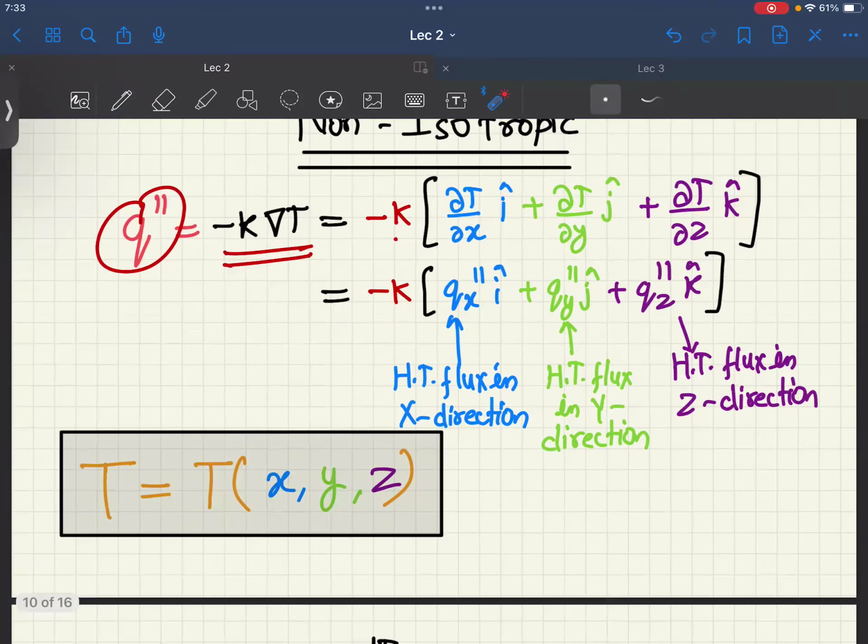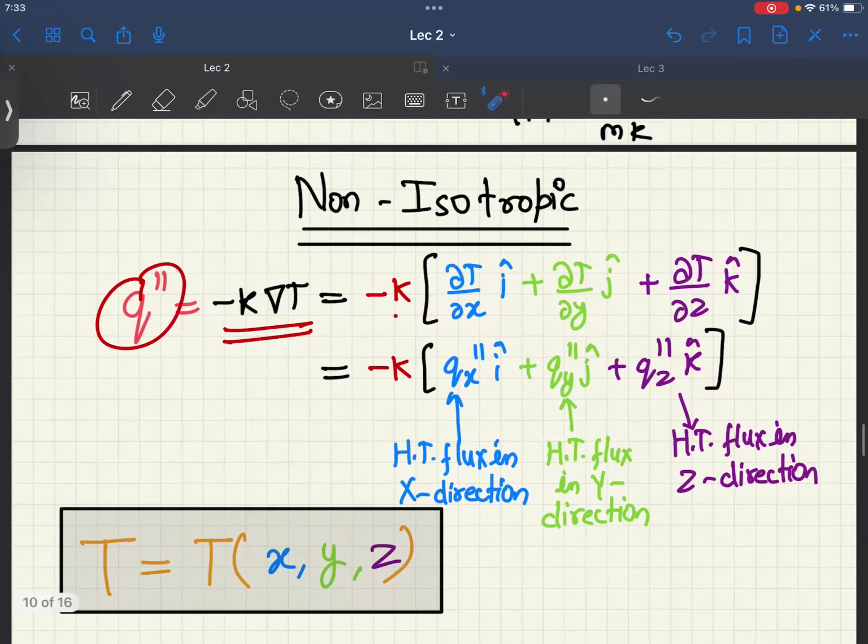What is qx double prime? Heat transfer flux in x direction. qy double prime is heat transfer flux in y direction, and qz double prime is heat transfer flux in z direction. Okay? And temperature, here you see we are writing partial derivatives: partial derivative of temperature with respect to x, with respect to y, with respect to z. This means our temperature is nothing but a function of x coordinate, y coordinate, and z coordinate of the system. Okay?